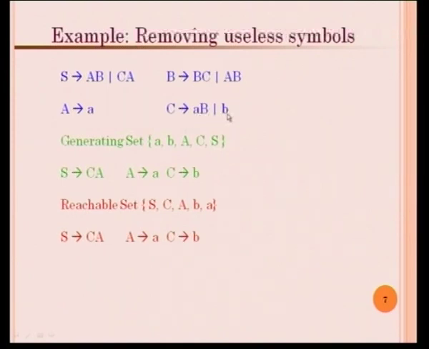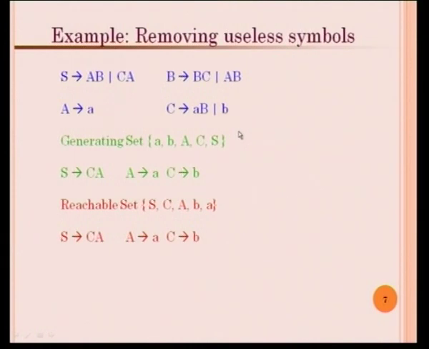To remove the useless symbols, we have two steps. One is the identification of the generating set, followed by the identification of the reachable set. The generating set includes all symbols which are capable of generating strings of their own. By default, every terminal is capable of deriving a string. So we start with small a and small b, the only two terminals. So a and b are included in the generating set.